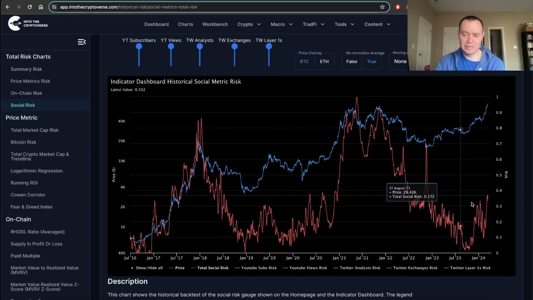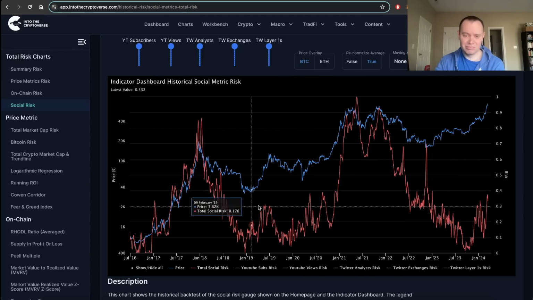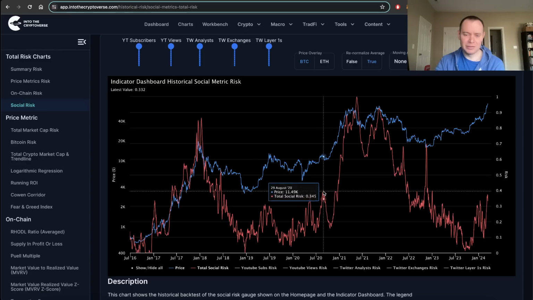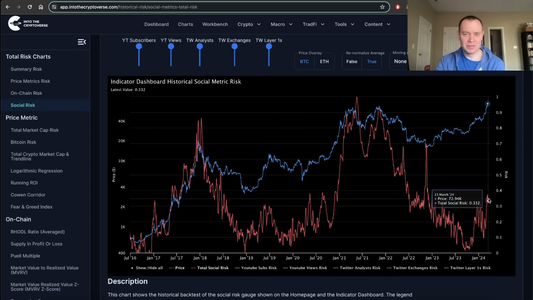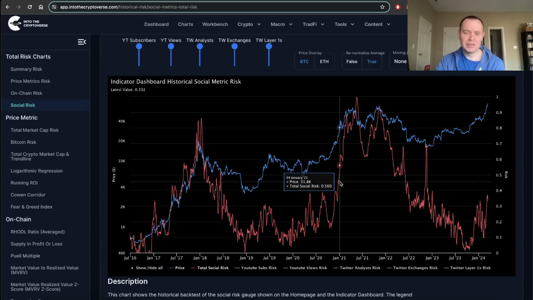So we'll see if it continues to reach that crescendo into the halving, and I will continue to follow the social risk to see if it follows the 2019 move or if it follows, say, a late 2020 move. Again, evidence for both cases. 2019, more similar in terms of monetary policy. 2020, more similar in terms of the fact that we actually hit a new all-time high, unlike 2019. My guess, it's a combination of both.